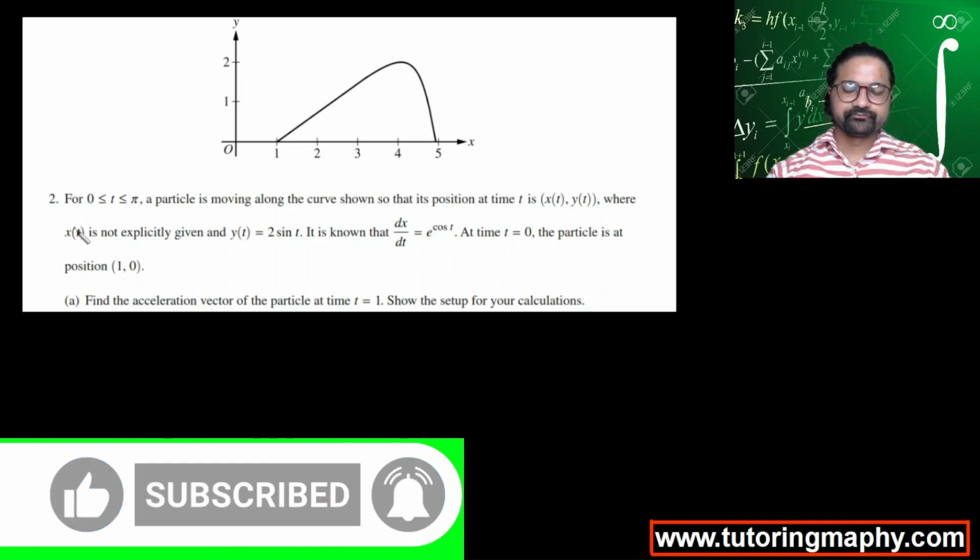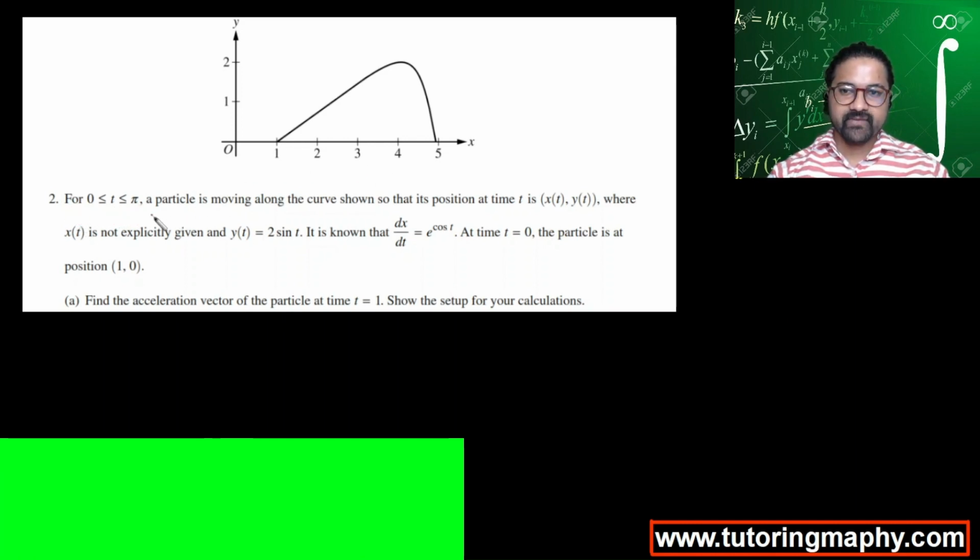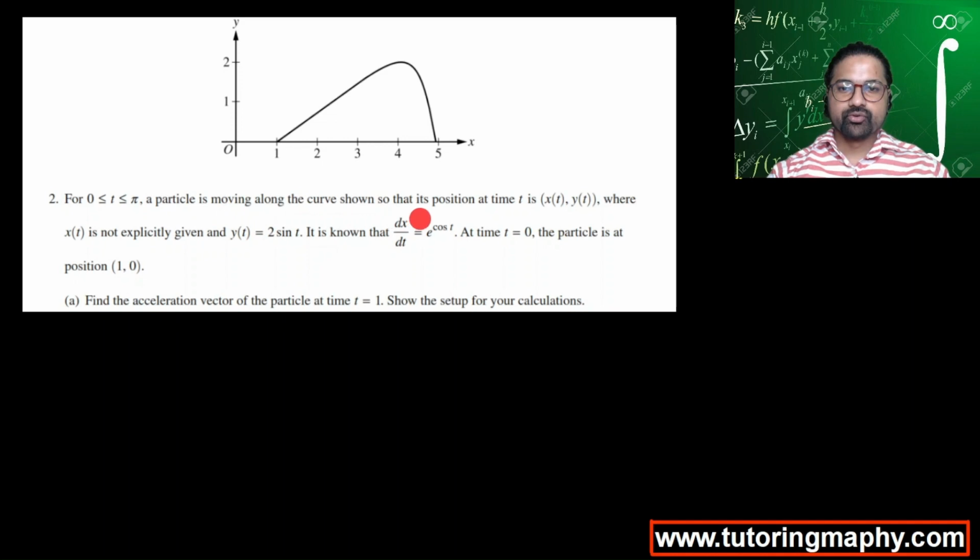Let's read the question. For 0 to pi time, a particle is moving along the curve shown, so its position at a particular time, x and y positions, are given by this particular graph, where x is not explicitly given and y(t) is 2 sine t. All right, y(t) is 2 sine t, so that makes perfect sense. x is not defined in terms of t, but y is defined in terms of t. That's what they want to say.